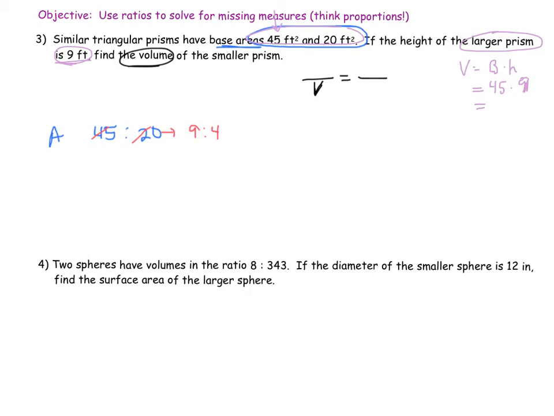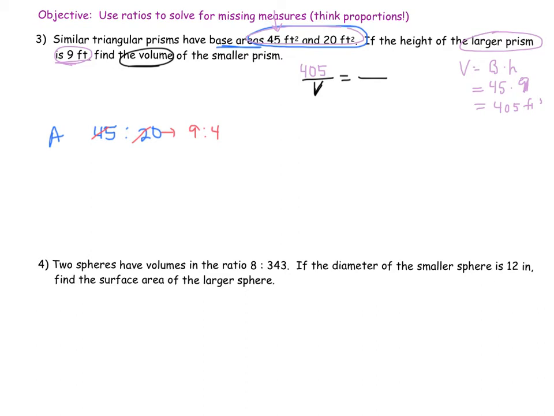So I actually do know that the volume of my larger prism is 405. When I multiply that out, I had to do the calculation there. 405 cubic feet. And that's what I'm going to put in my first ratio. 405 is my given, and I say given in quotes, my given volume of my larger prism. I'm looking for the volume of the smaller prism.